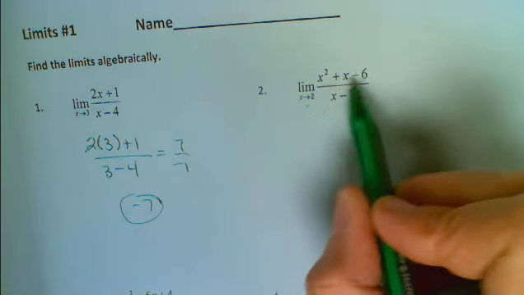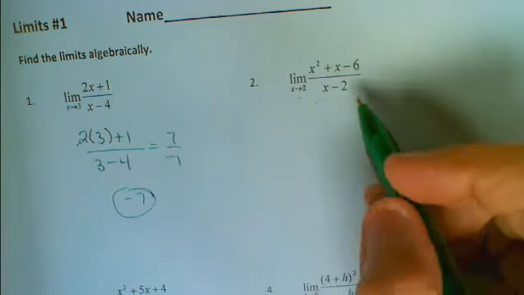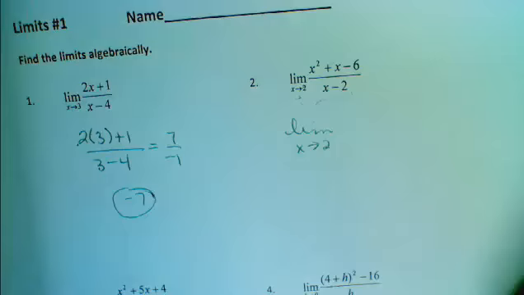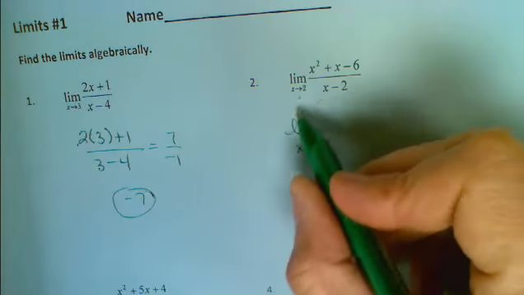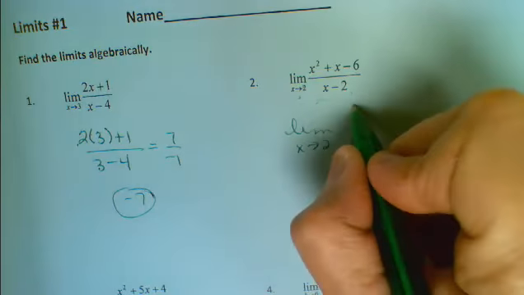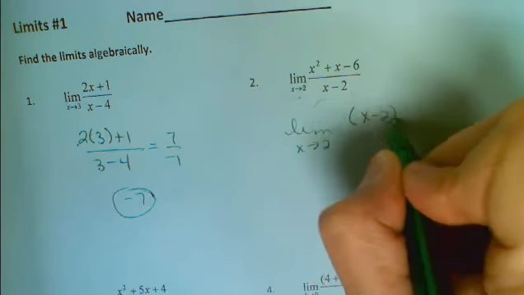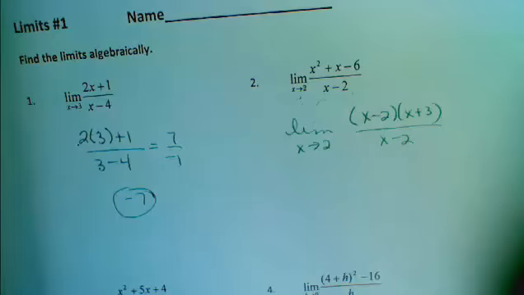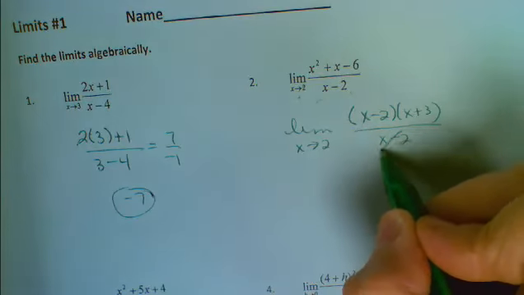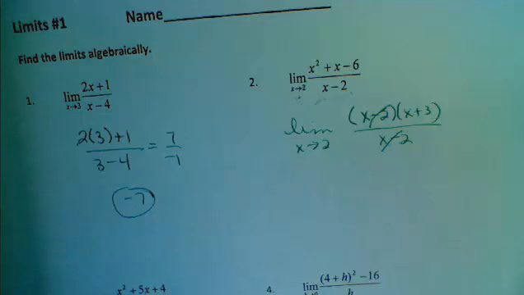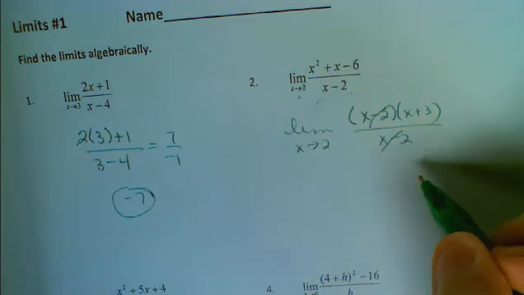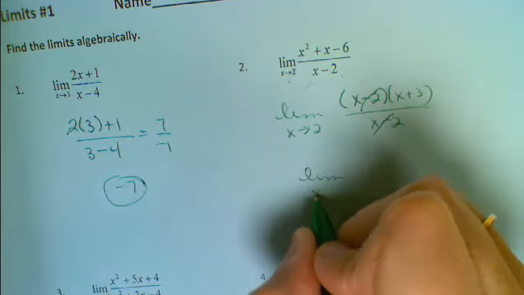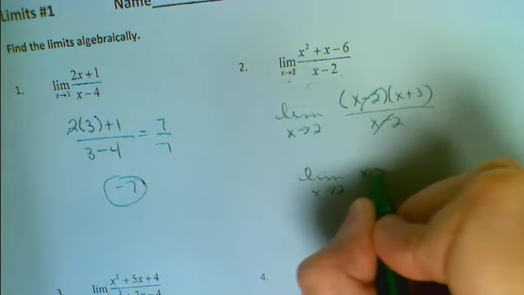I cannot substitute 2 in because I get a 0 in the denominator. So then you have to do some algebra. Before you do the algebra, you haven't evaluated the limit. So you're still going to say the limit as x approaches 2 of factor the numerator. I believe it factors into x minus 2, x plus 3. And then I see that this x minus 2 cancels. From our work with rational functions, we should know there's a hole in the graph. So this is equivalent to the limit as x approaches 2 of x plus 3.